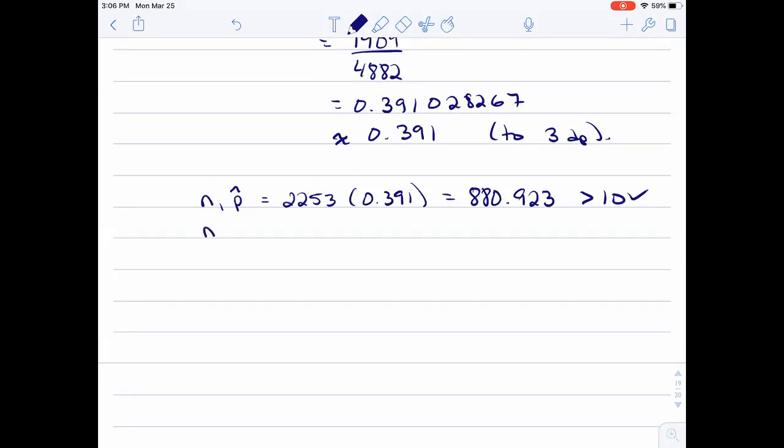Doing the same thing for n1 q hat. q hat is 1 minus 0.391, so 2253 times 0.609 is 1372.077, which is also greater than 10. Great.